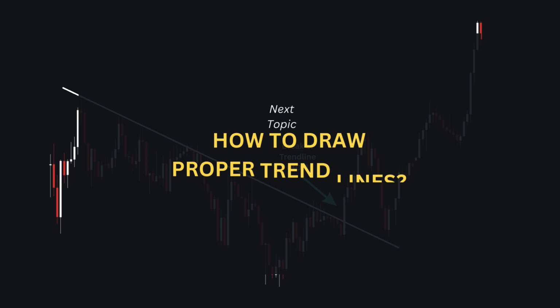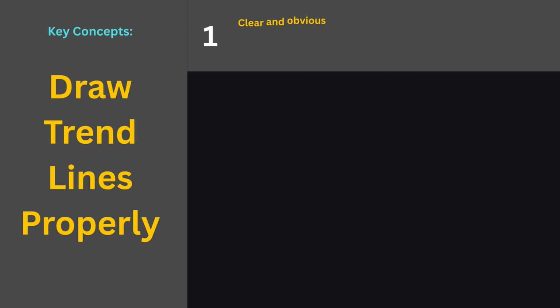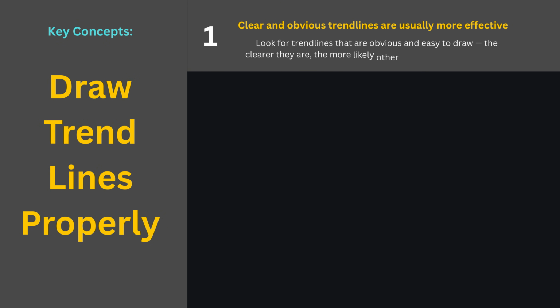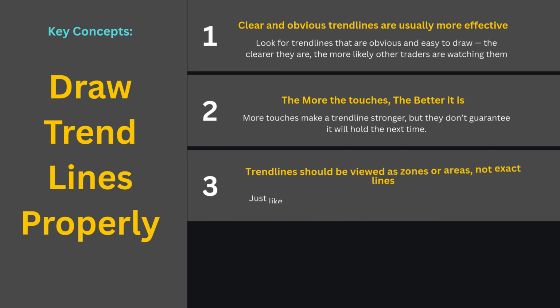Now let's move to our next topic, how to draw proper trend lines. Let me show you the key concepts that we use to draw trend lines properly. First, clear and obvious trend lines are usually more effective. Always look for trend lines that are obvious and easy to draw, because the clearer they are, the more likely other traders are watching them. Second, the more the touches, the better. More touches make a trend line stronger, but they don't guarantee it will hold the next time. Third, trend lines should be viewed as zones or areas, not exact lines.